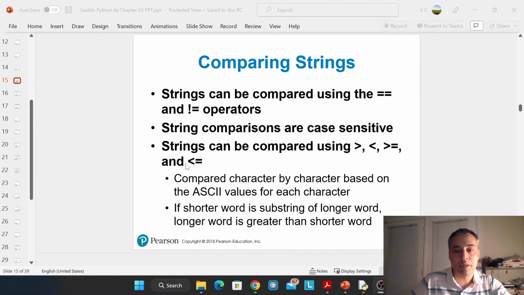More about that later. Second, we can compare using bigger and less, just like numbers. Now that is done based on ASCII values of each character. And the second rule: if all the characters in two words are the same, and one word is a substring of a longer word, then the longer word is greater. Now, what are those mysterious ASCII values?